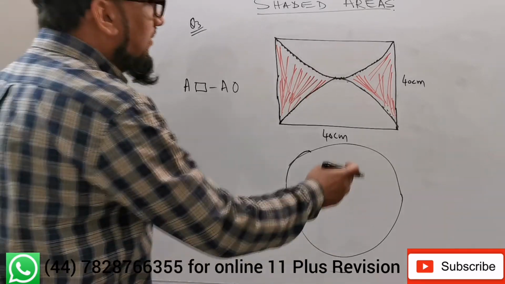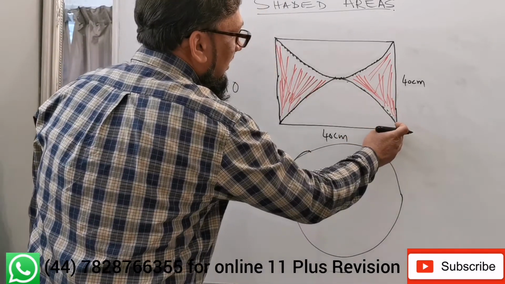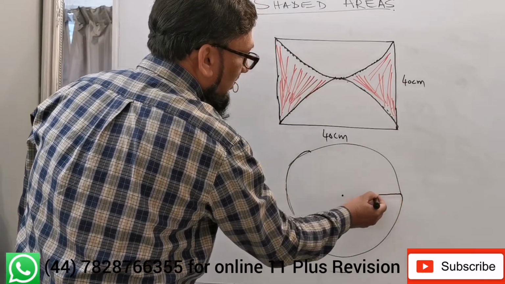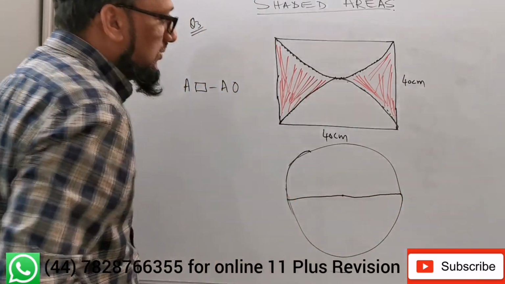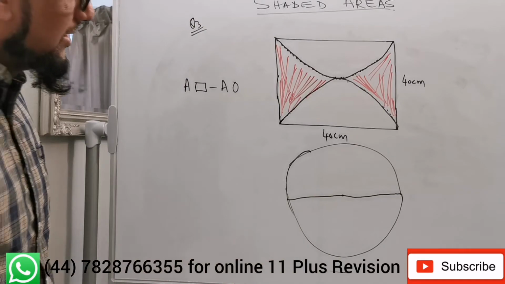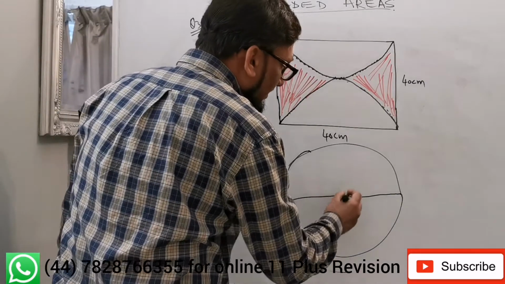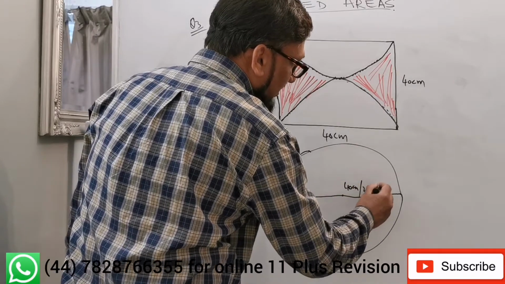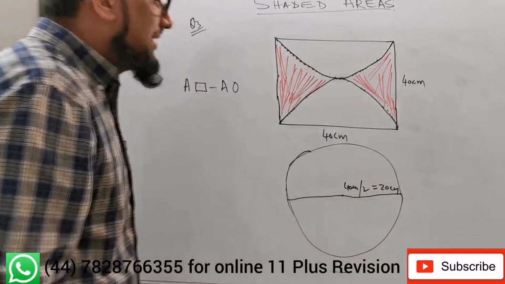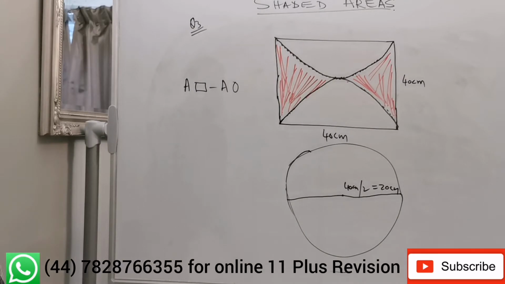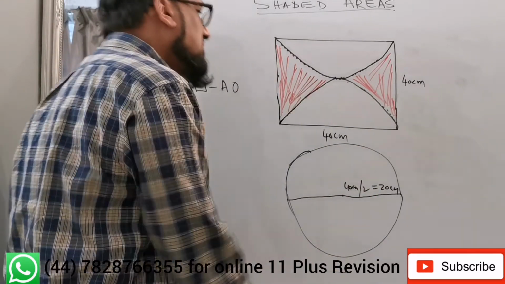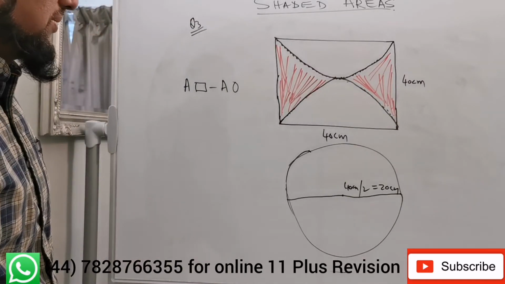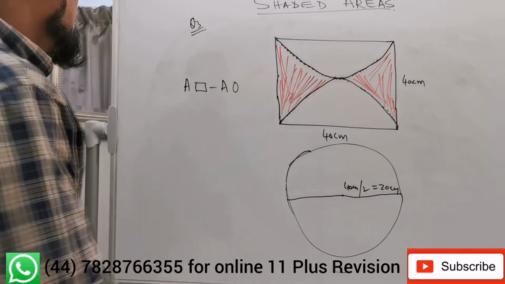And look at this length, here to here, it is half of them. Here to here is 40. And 40 centimeters divided by 2 to get the radius, which is 20 centimeters. So we worked out the radius for this semicircle, which is 20 centimeters. So now you can work it out, very simple.